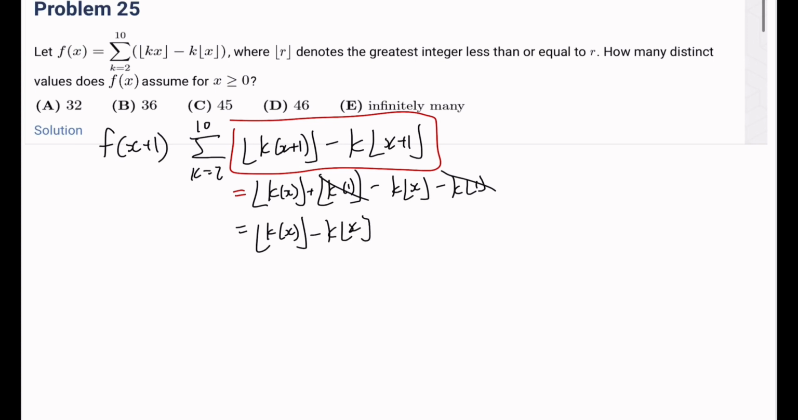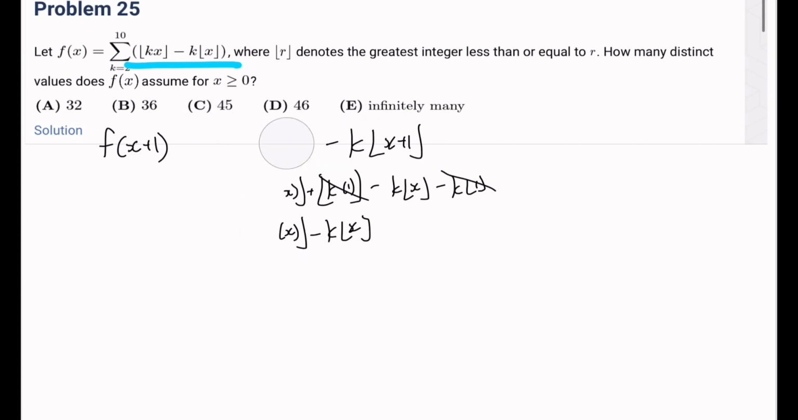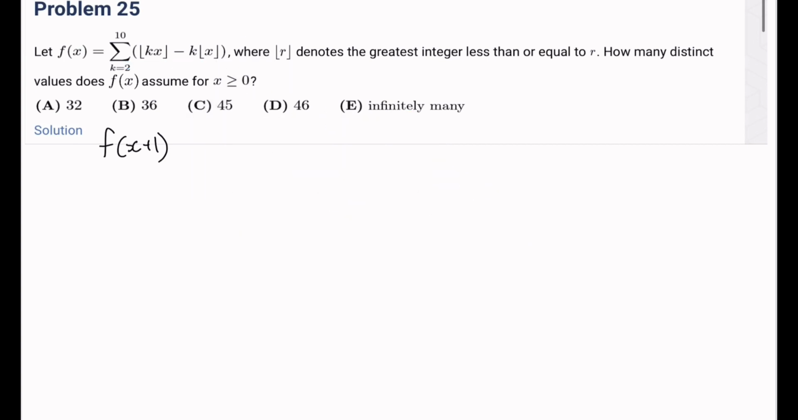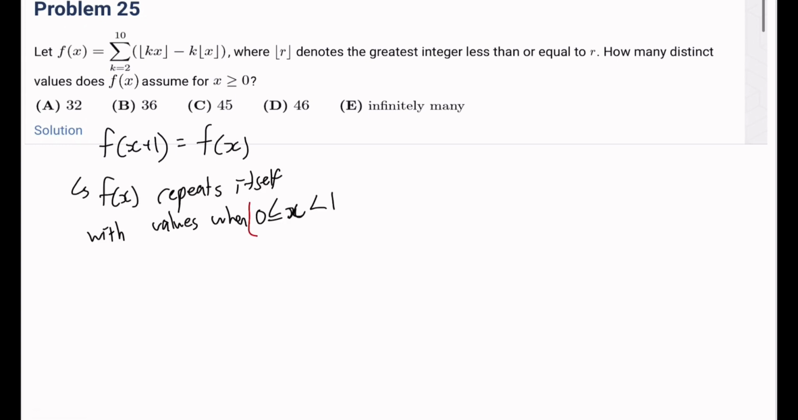But then if you see, this is the exact same as this, right? And so f(x plus 1) actually is equal to f(x). And so because of this, all the distinct values for f(x) when x is greater than or equal to 0 is equal to the distinct values for f(x) when x is within this range. So when x is greater than or equal to 0 and less than 1.